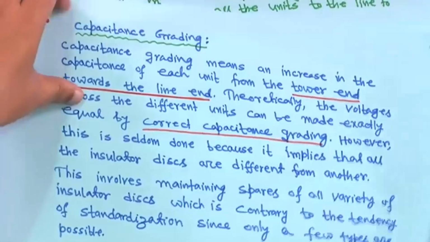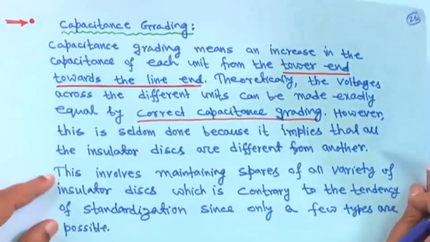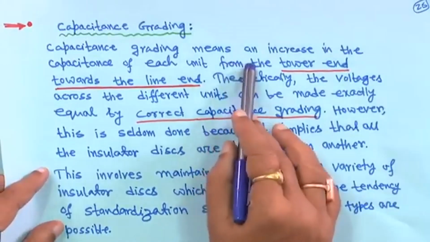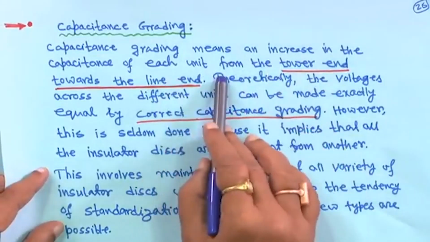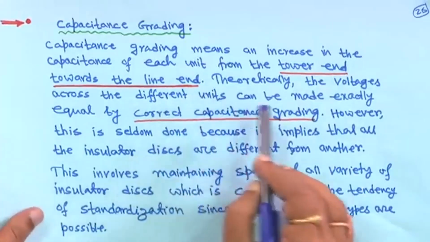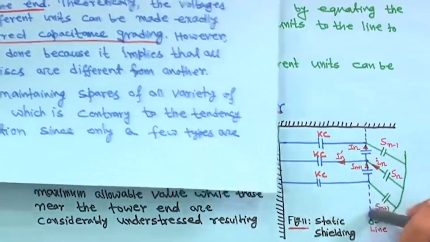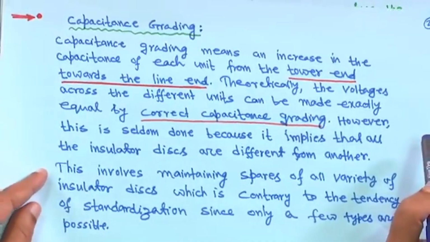So, this way insulator string efficiency can be increased. Capacitance grading means an increase in the capacitance of each unit from the tower end towards the line end. So, you increase the capacitance from the tower end towards the line end. That is called capacitance grading.